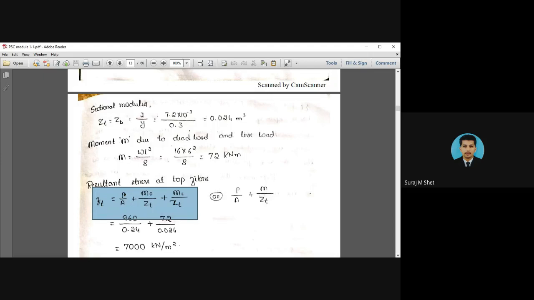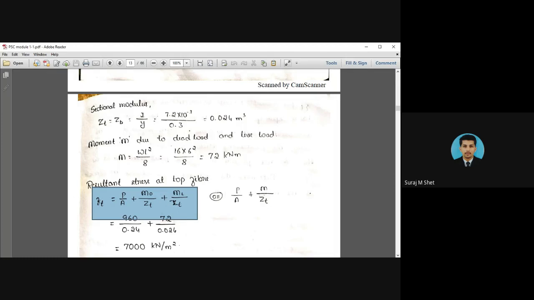So what is the top fiber? Ft, top fiber, is equal to P by A. This is P by A due to pre-stressing force, force divided by area. And moment. So what is the moment due to dead load and moment due to live load? So always remember, if they give dead load and live load, the top fiber is always positive.